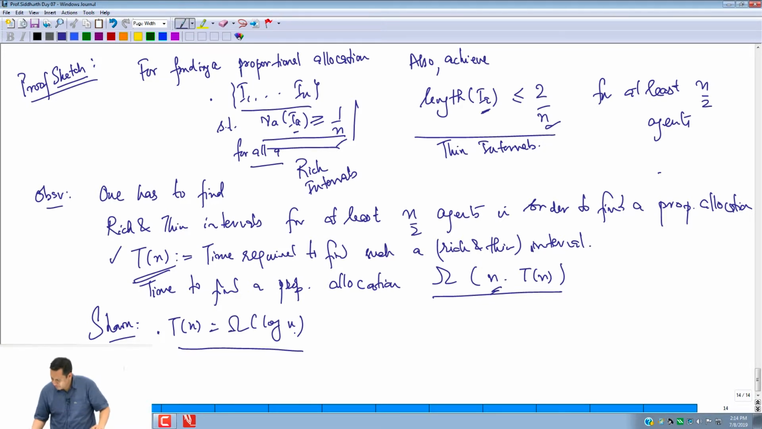And for a specific agent, so you fix an agent A and you say that an interval is rich for that agent. Thinness is again universal. So fix an agent A, the problem of finding a thin rich interval is to find an interval of this sort. In some sense the idea is you have to do a binary search over roughly n by 2 intervals, and this is where log n comes in.